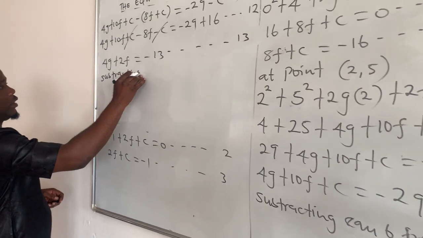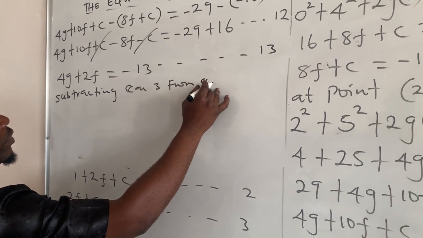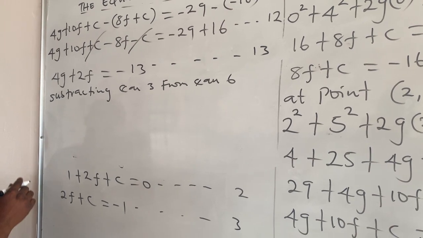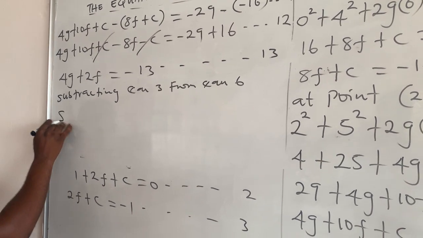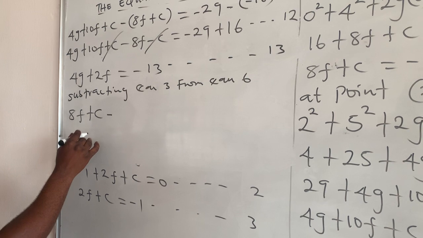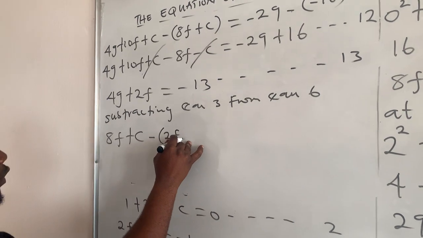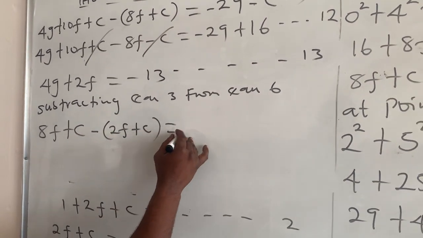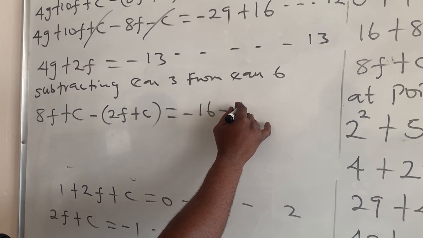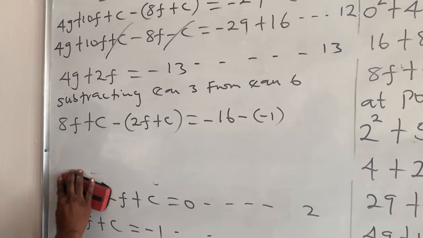Subtracting equation 3 from equation 6. So if you agree with me, we'll write 8F plus C minus, all in brackets, 2F plus C equals to minus 16 minus, all in brackets, minus 1. Any question?